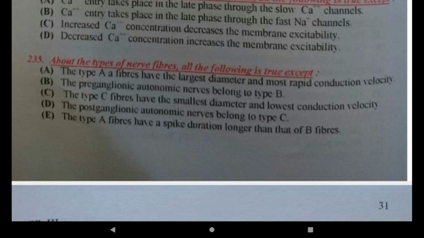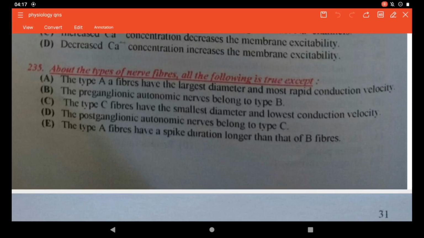So for 235, the incorrect statement is E. Type A fibers have a spike duration longer than type B. That is wrong. The inverse is true: type B usually have a longer duration than type A. The other alternatives are correct.